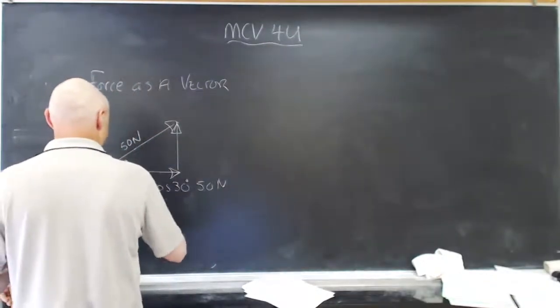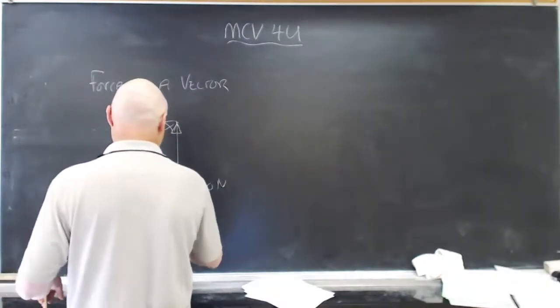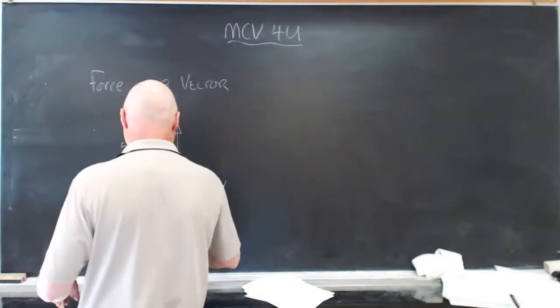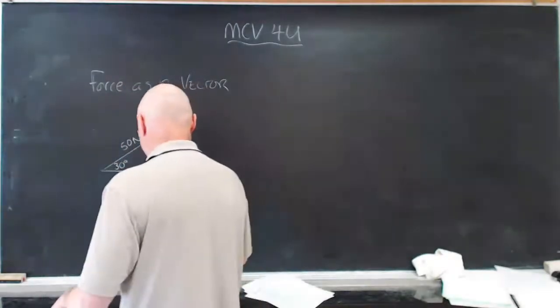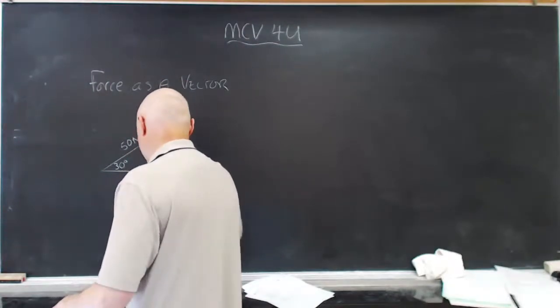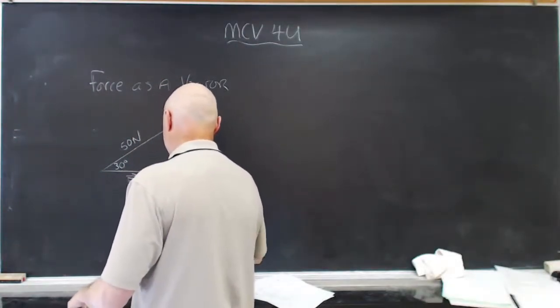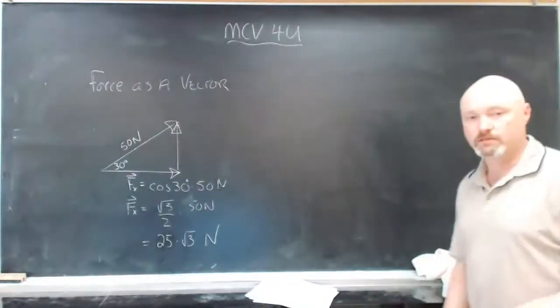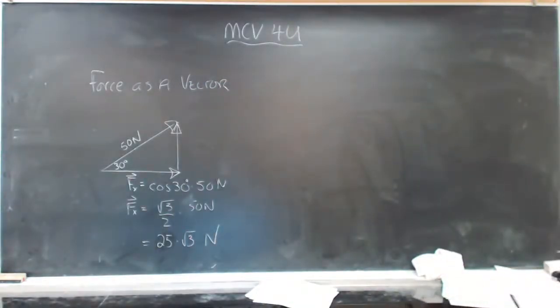So the x component is root 3 over 2 times 50 newtons. And so the exact amount is 25 root 3. I'm going to go 25 times root 3 newtons as my x component. That's reasonable, correct? All right.